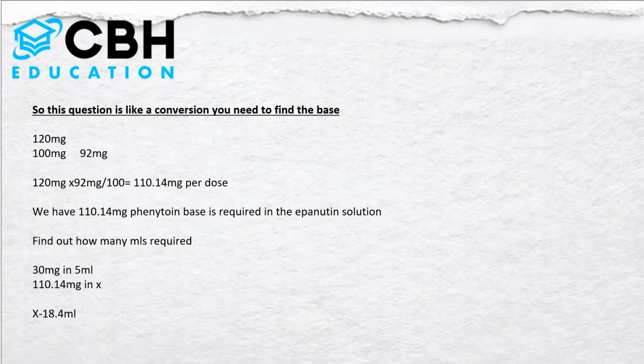that we have 110.14 milligram of phenytoin base is required in the phenytoin solution. Find out how many mils is required, and then you just feed this in by simple concept of basically you can do ratios, or you can just find how much is in X. So if we use the find out how much is in X method, it's 18.4 mils. And this is an example of a question that would get presented to you.